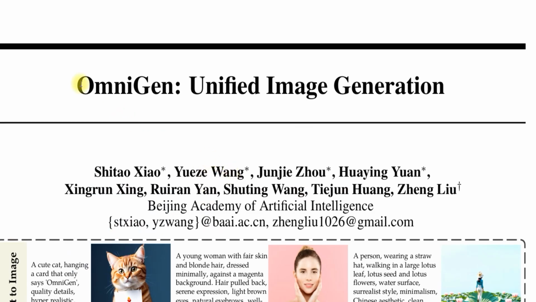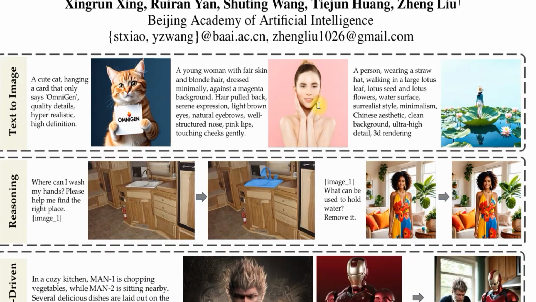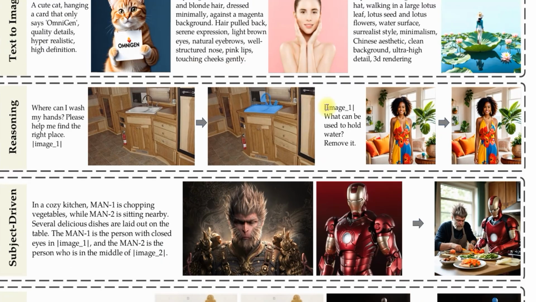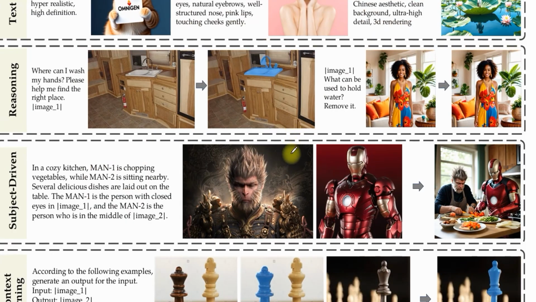Hey everyone, quick question for you. What if you had just one AI tool to handle everything you want to do with images? Imagine a tool that can create pictures, edit them, recognize objects, and even understand human poses. Sounds a bit futuristic, right? Well, that's exactly what OmniGen is here to do.